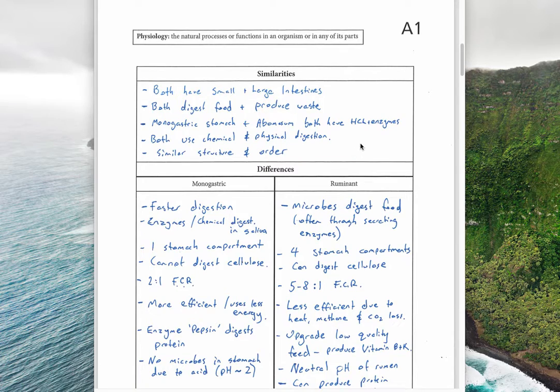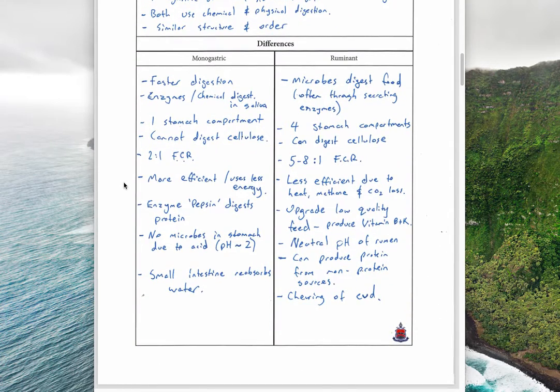All right, so looking at similarities and differences. Both of them have small and large intestines. They both digest food and produce waste. The monogastric stomach and abomasum both have hydrochloric acid and enzymes. They both use physical and chemical digestion at different stages, and they have a similar structure and order. However, these are the differences.